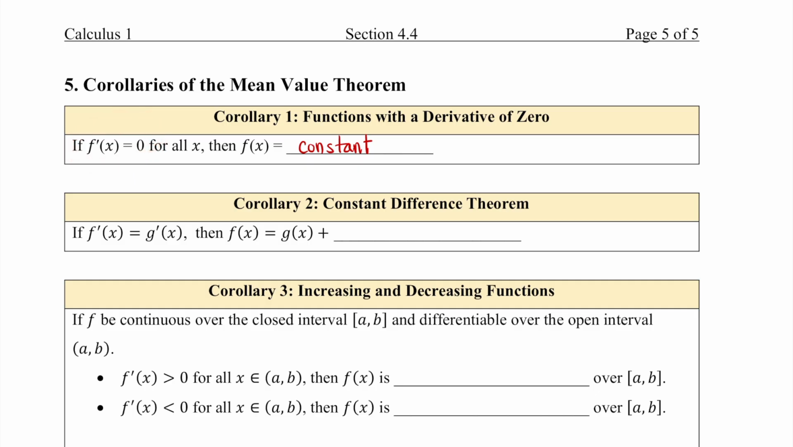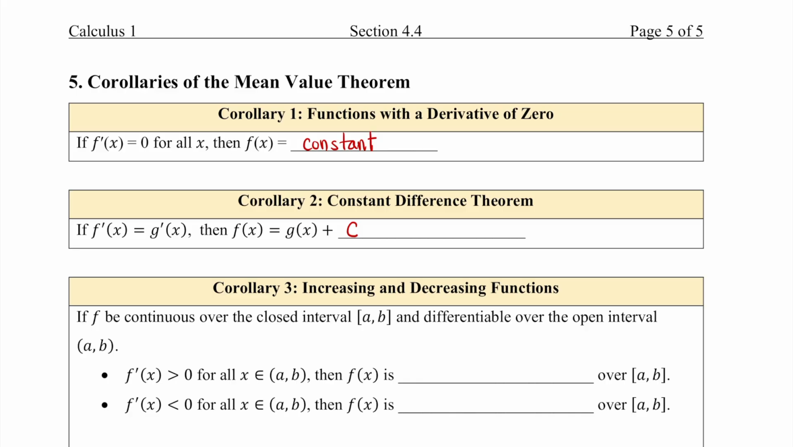The second result, constant difference theorem. If two functions have the same derivative, meaning f prime of x equals g prime of x, then the functions differ by a constant. So f of x equals g of x plus c. And c represents a constant.